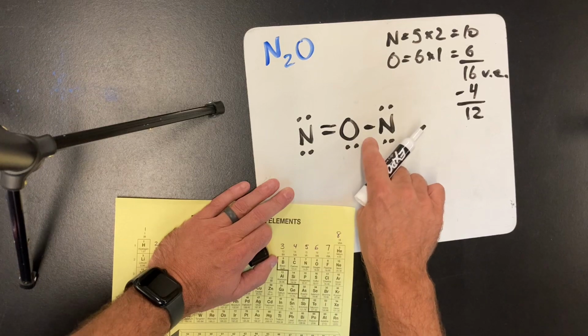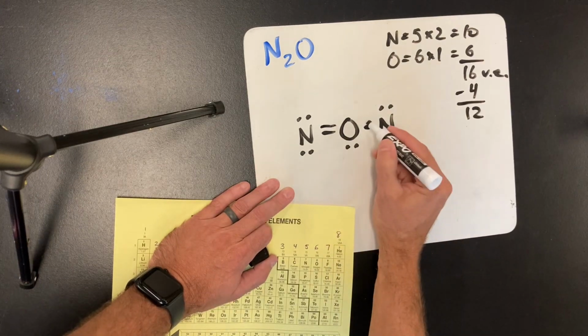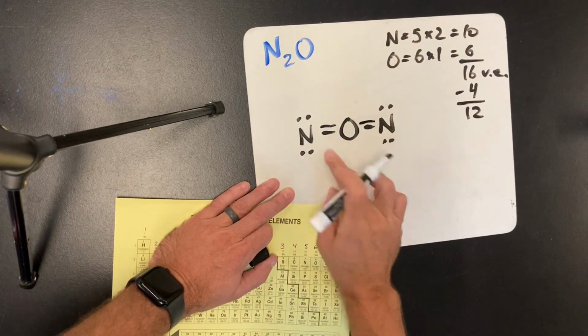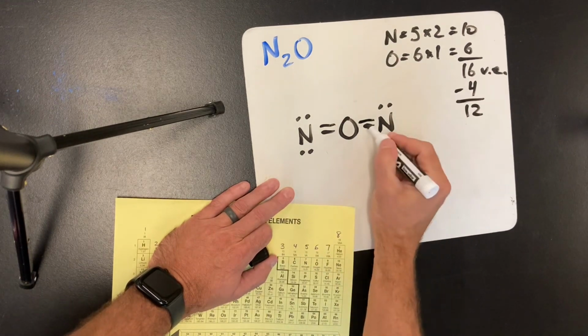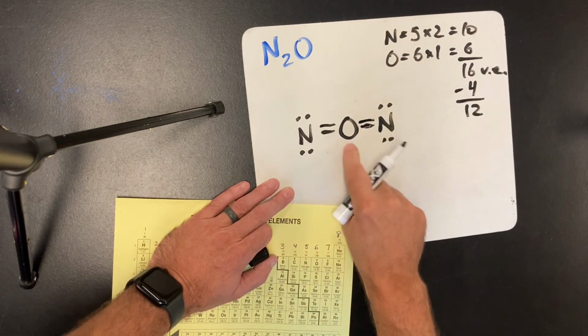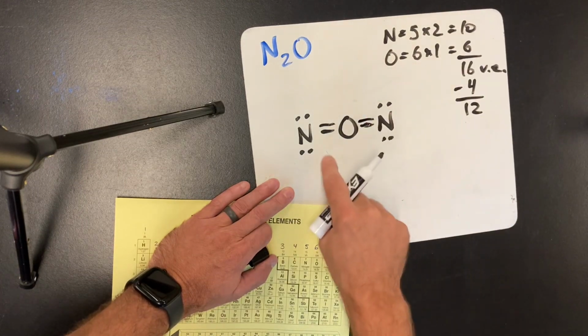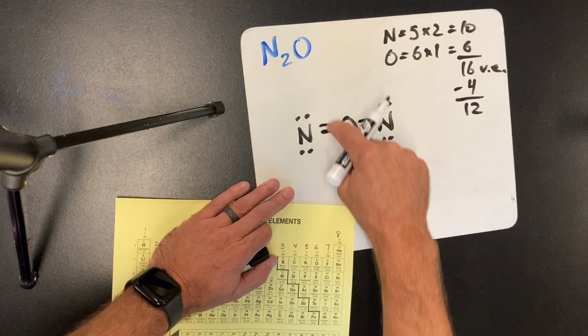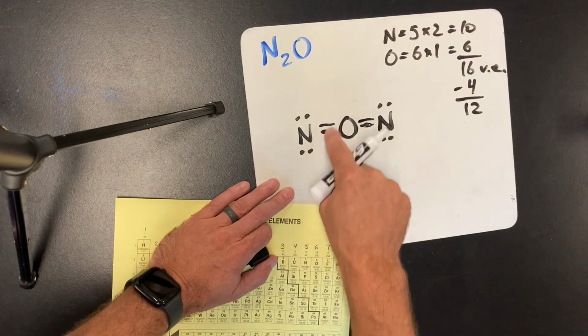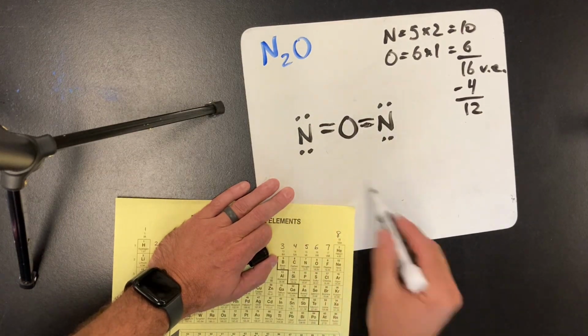We can do the same thing with this other side. And draw another line and take away those 2. So now those 2 electrons count for oxygen, but they also count for nitrogen. So nitrogen has 2, 4, 6, 8, and oxygen has 2, 4, 6, 8, and this nitrogen has 2, 4, 6, 8 valence electrons. So we are done.